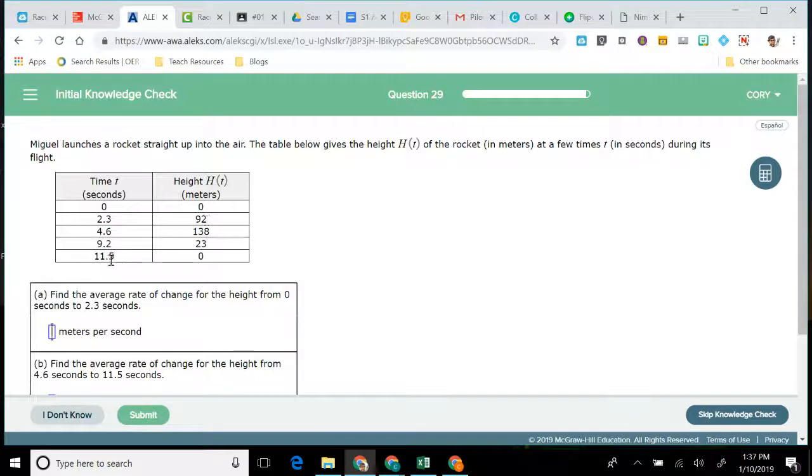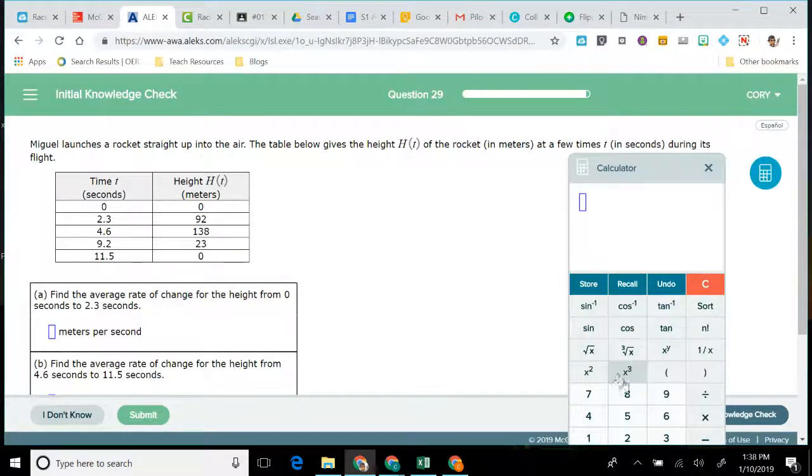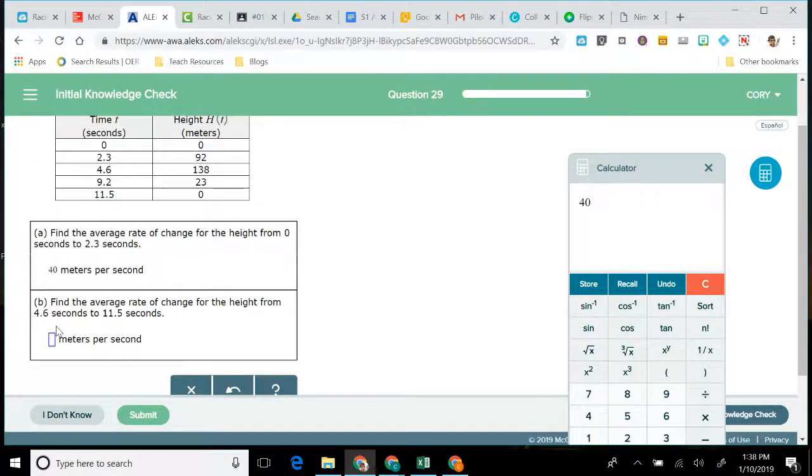Rocket straight up. Time and height. It looks like it reaches maximum at 4.6. The average rate of change from 0 to 2.3. So this is a slope type problem. You have 92 minus 0 divided by 2.3 minus 0. You get 92 over 2.3. And we'll see how quickly it accelerated. 92 divided by 2.3 is 40. So about 40 meters per second for the first 2.3 seconds.